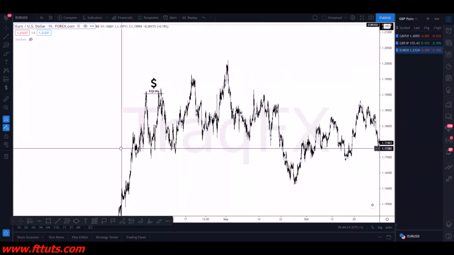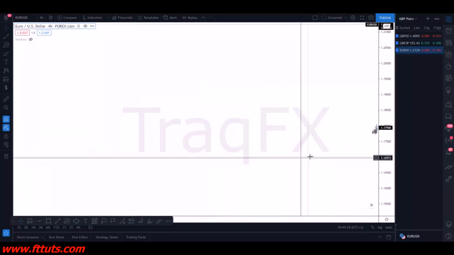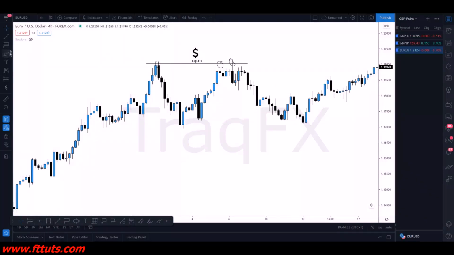Now let's look at this. Not even that, but on the higher time frame picture, like the 4 hour, we also have right over here even more liquidity resting here.